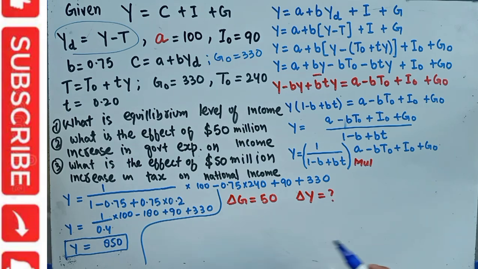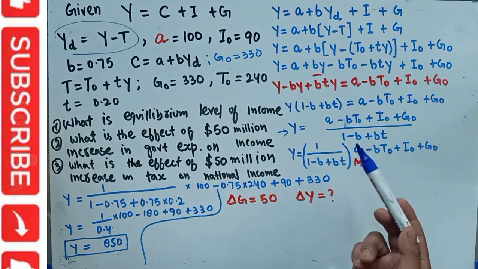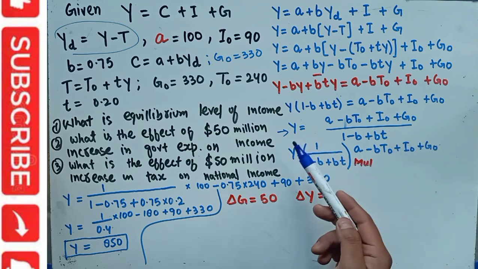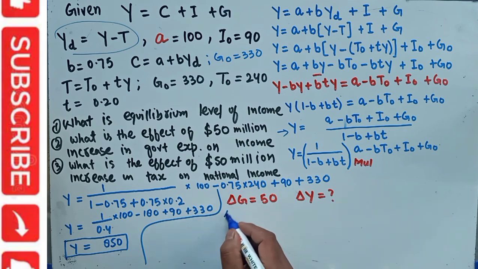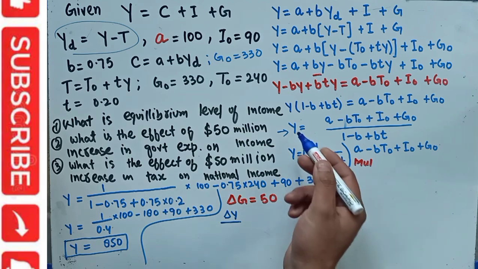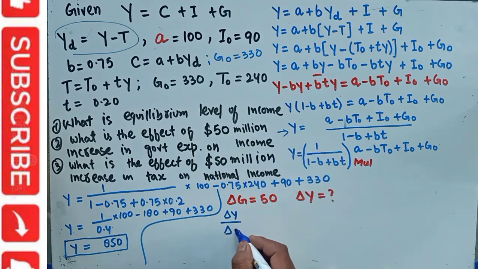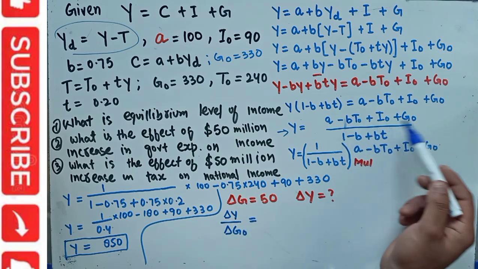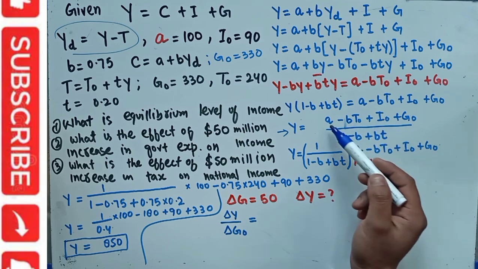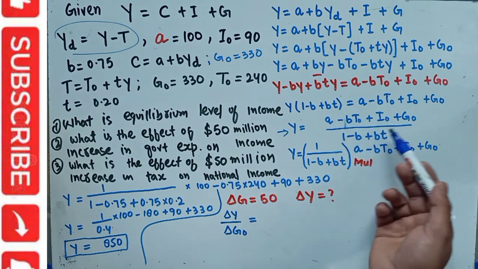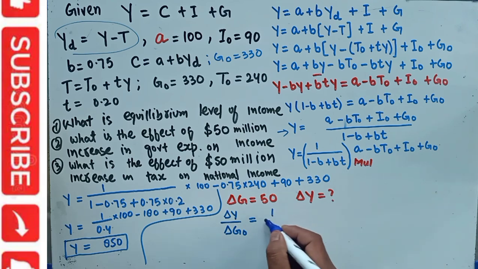So using the government expenditure multiplier, given this equation, to find out the effect of the change in government expenditure on the total income, we partially differentiate this function with respect to g naught. That means del y, the change in income due to the change in government expenditure, will be equal to, differentiating partially with respect to g naught, the derivative of g naught is 1, and the derivative of all the other terms will be 0 because we are taking partials with respect to g naught. So we will get 1 divided by 1 minus b plus bt.